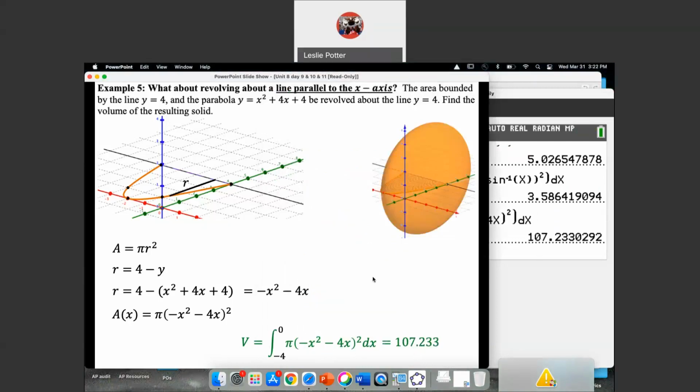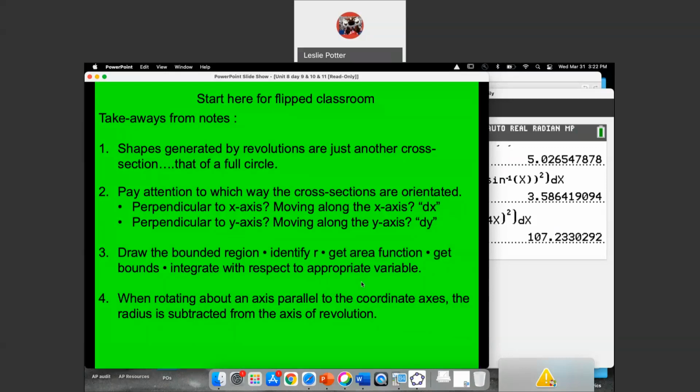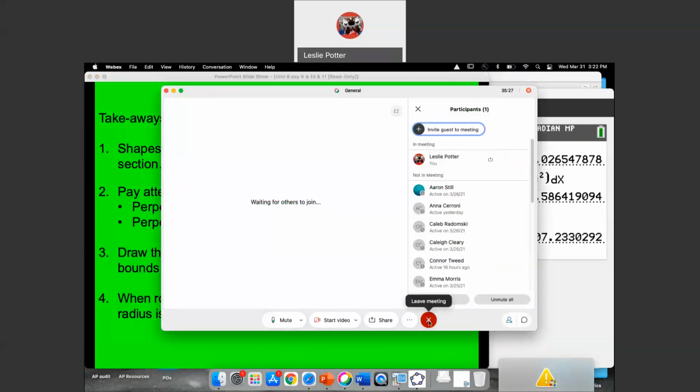So these are the examples for revolving about the x-axis, y-axis, and lines parallel to them, that create disks. So when we get back into the classroom, we'll go over the takeaways and have you work on those topic questions.